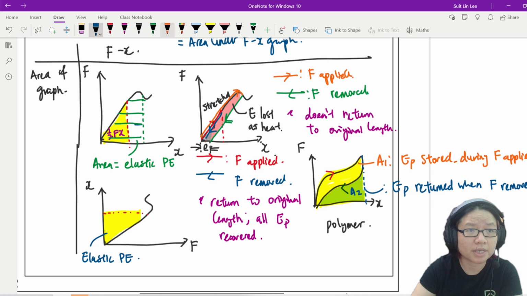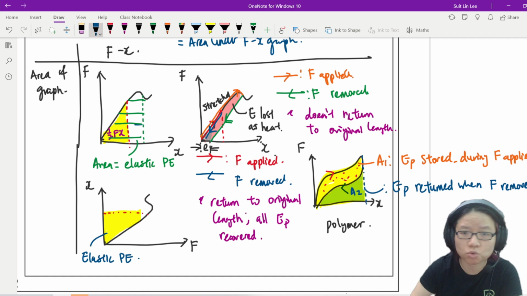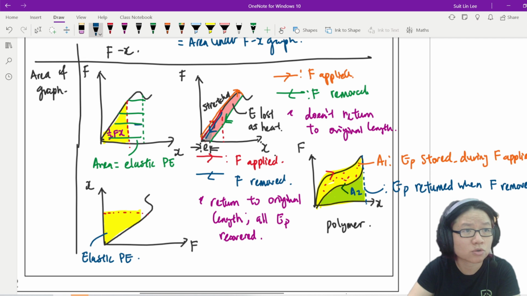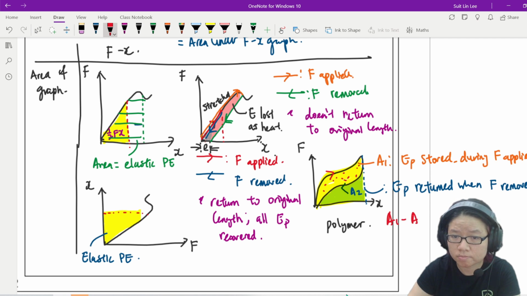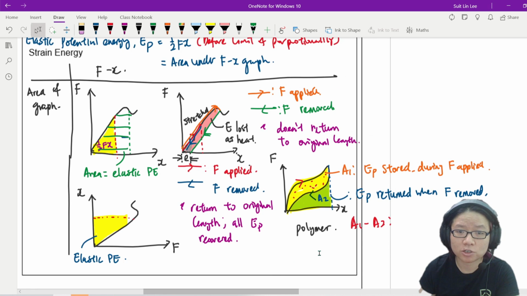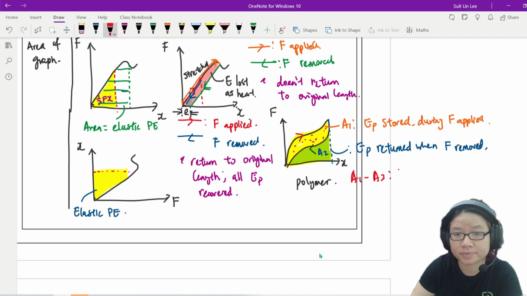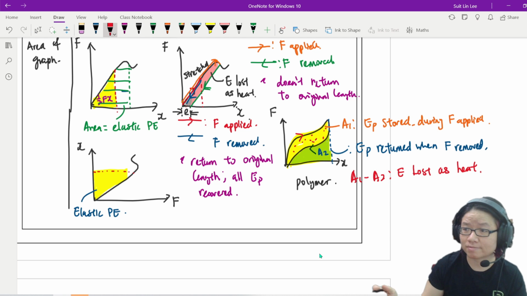Alright. Then you may be thinking, teacher, what does this area mean? This area, A1 minus A2, is equal to the energy lost as heat. You cannot get the energy back already. So if you try to stretch a rubber band a few times, you can feel the rubber band become hot. So the energy is lost as heat during the stretching and relaxing process.